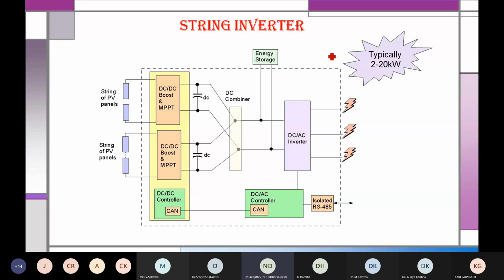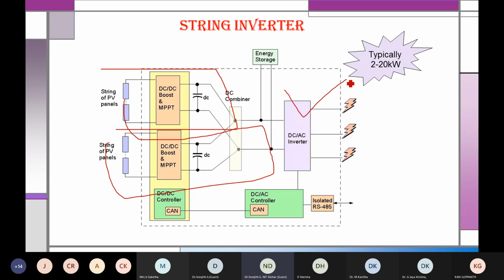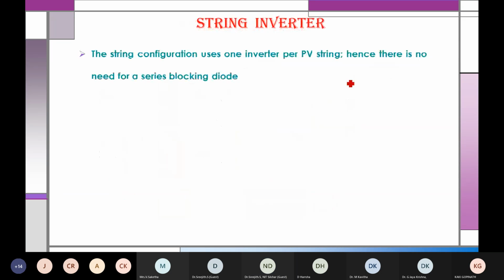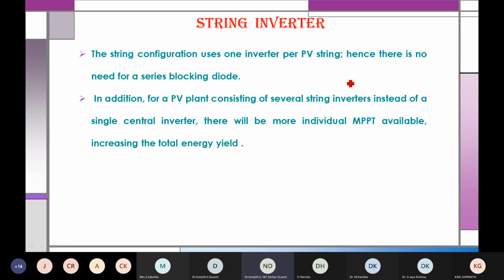In this one you can see strings of PV panels, and one inverter per string. Compared to central inverters, this is advantageous, but compared to micro inverters, it is not, because a micro inverter can operate at individual power points, whereas this can operate only at the power point of a string.